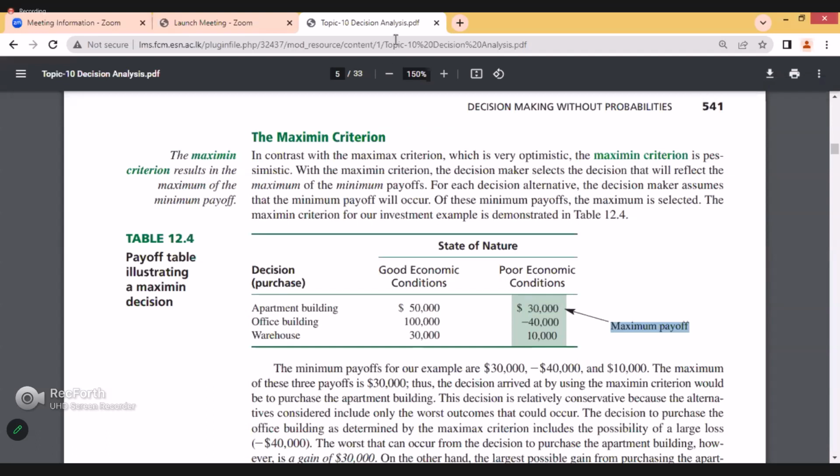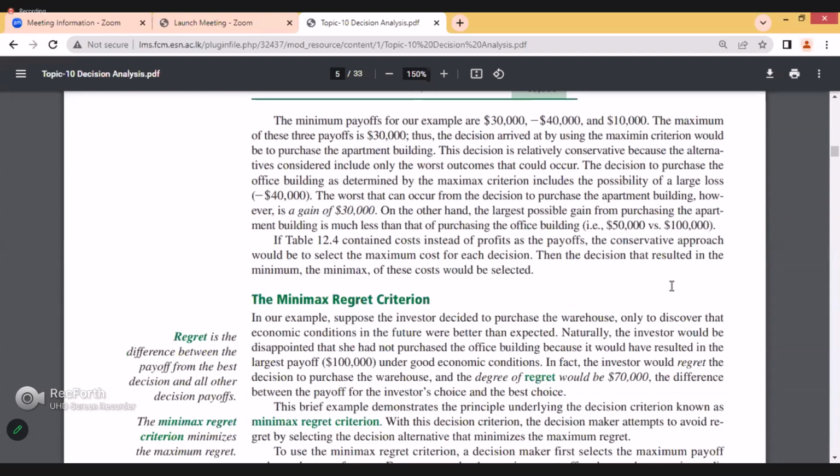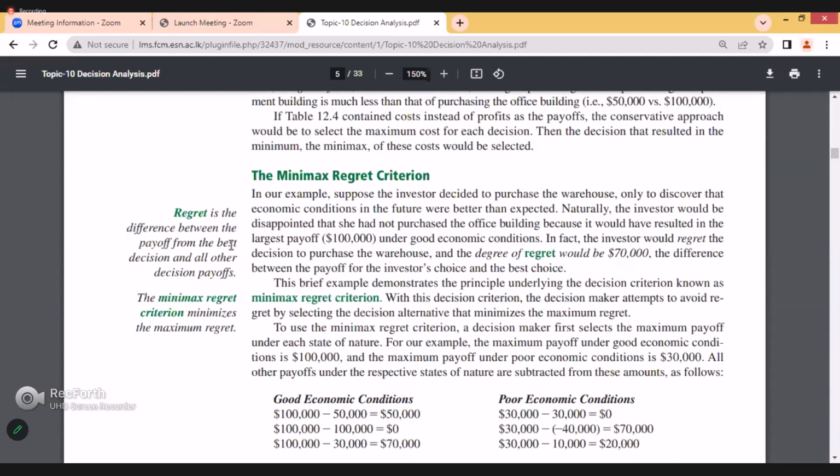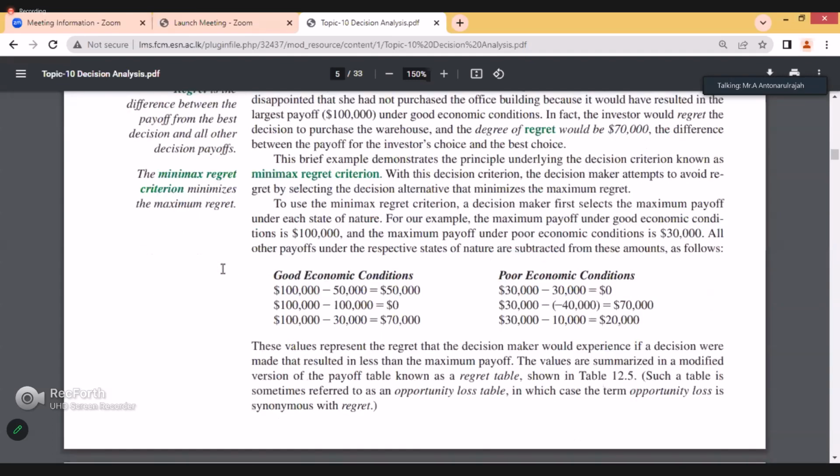So be careful, it's maximin, right? Okay. The third one is the minimax regret criterion. Here they use regret. Regret is the difference between the payoff from the best decision and all other decision payoffs in a particular state of the events. So according to this, we first have to develop the regret table.